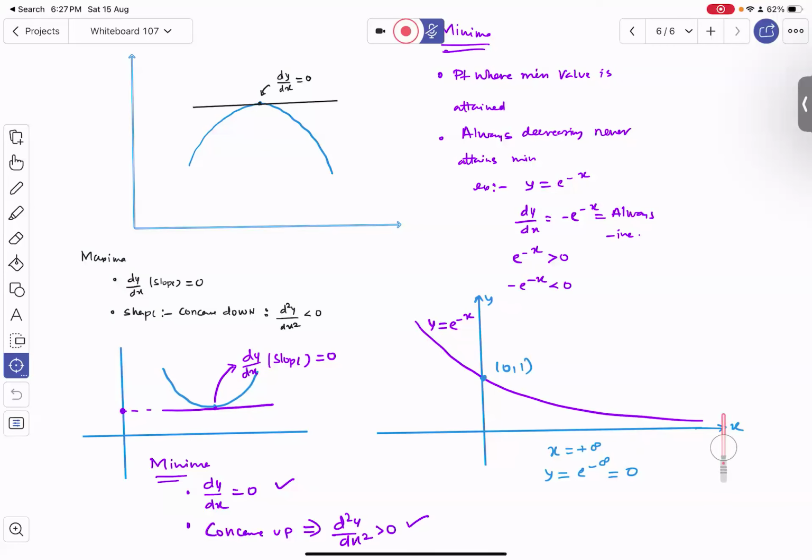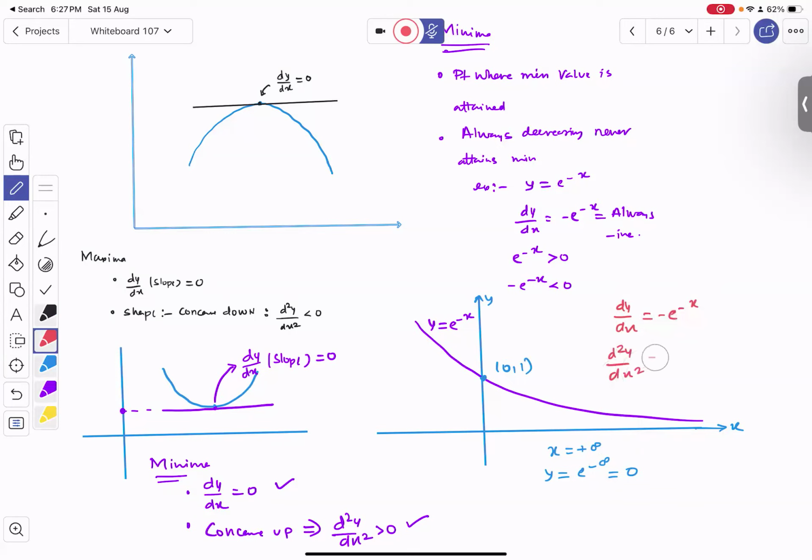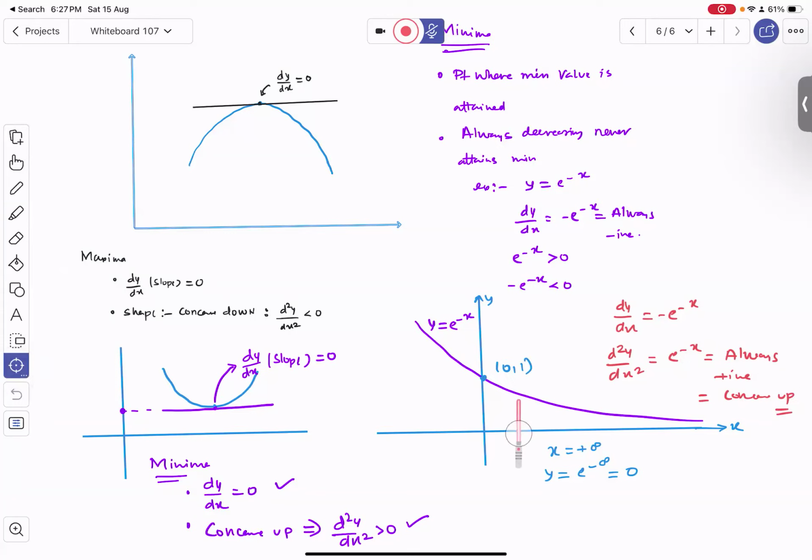Double differentiation also. So dy by dx came out to be e power minus x. Differentiate it again. Double differentiation is going to be equal to e power minus x. And what is it? Always positive or not? Always positive means what kind of shape should the curve be? Always concave up. Clear, no? You can't say it is concave down. However, it is more of a concave up type. Clear, no?